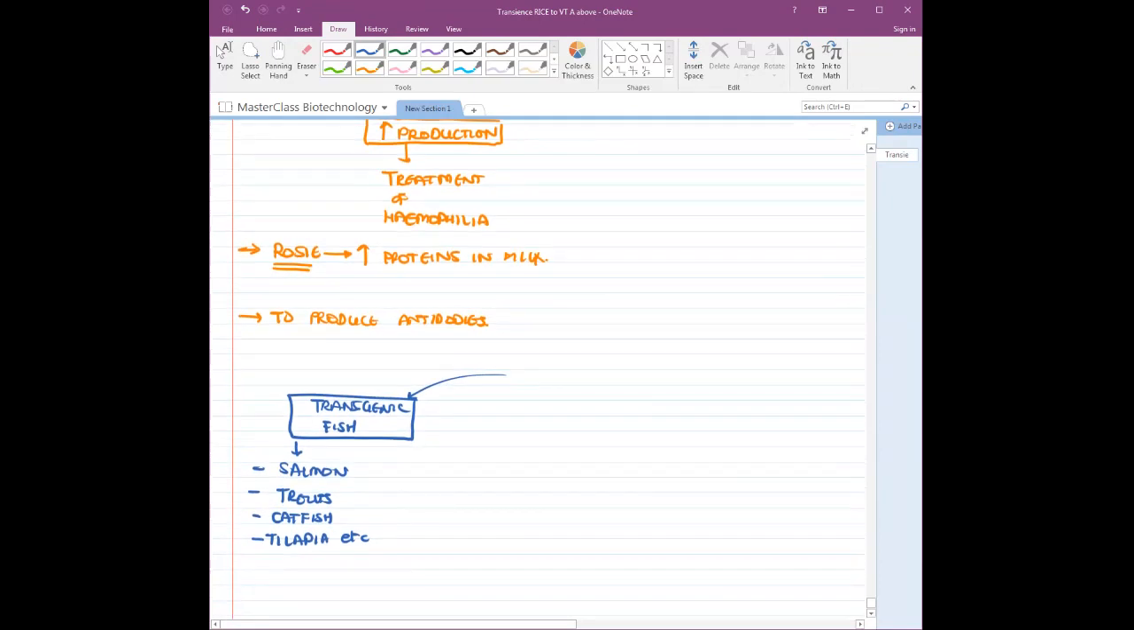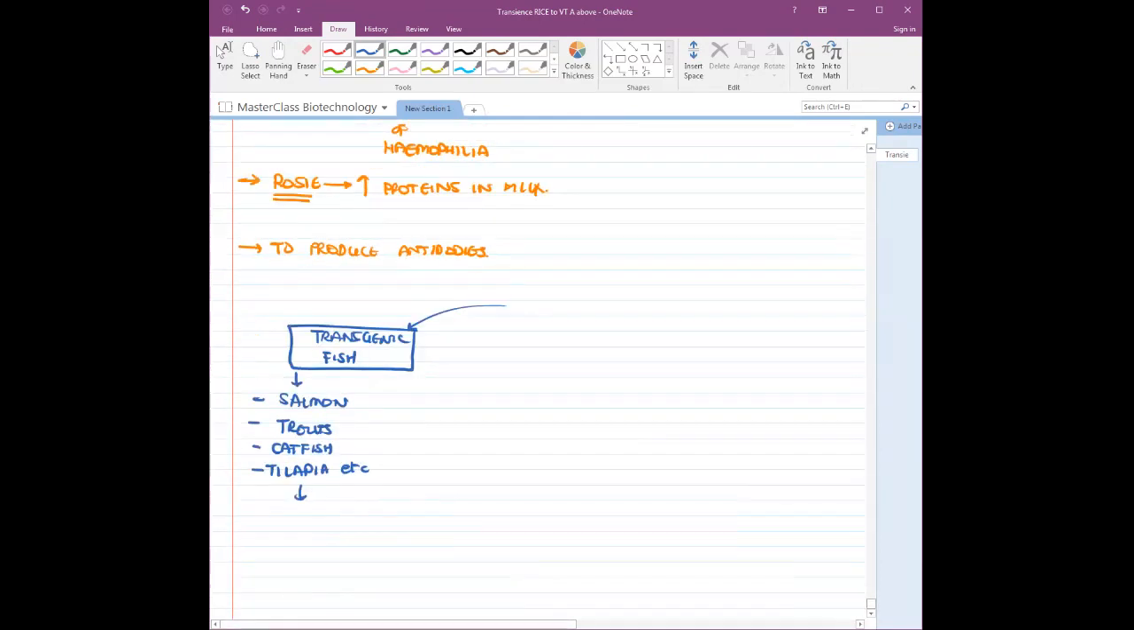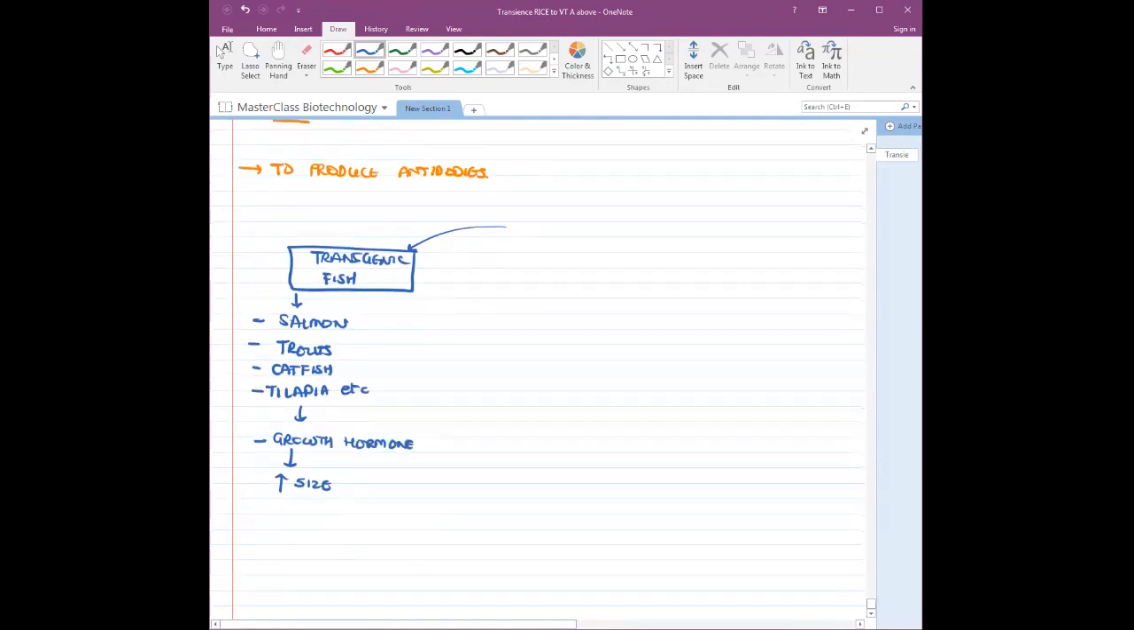So what are we going to do, guys? We are going to introduce certain genes for growth hormone. The moment we introduce these genes for growth hormone, suddenly their size increases. And guys, the more the size, the more the market value, right? So this is how it is going to be.